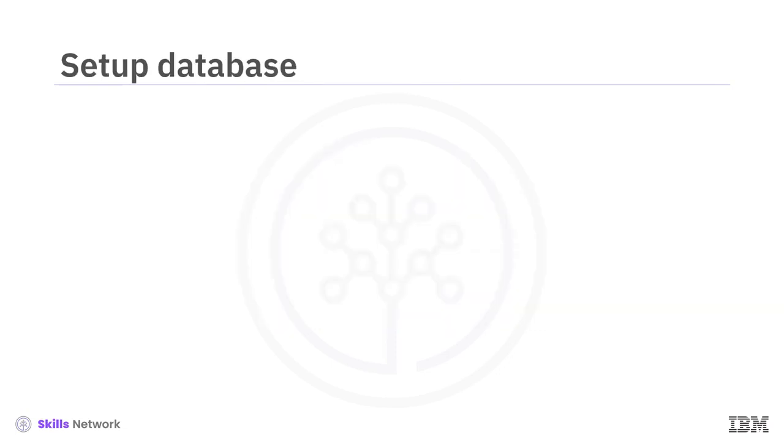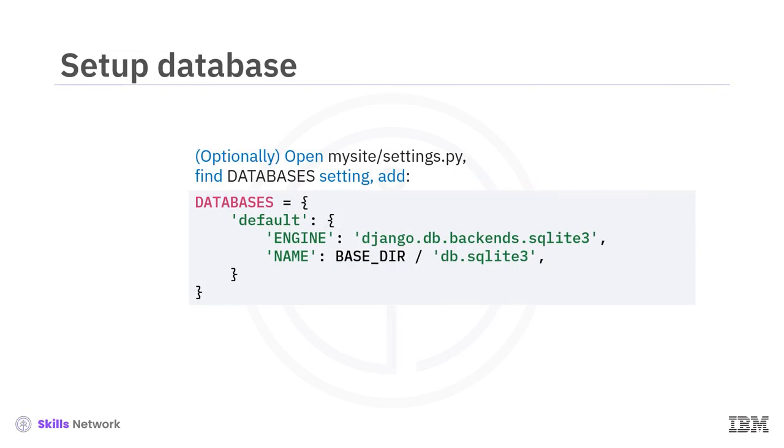Now that our app is plugged in, we can optionally set up a database for it. The mysite/settings.py file has a DATABASES dictionary to configure the databases for our app. We add a database instance by adding its connection information such as engine, name, username, and password.